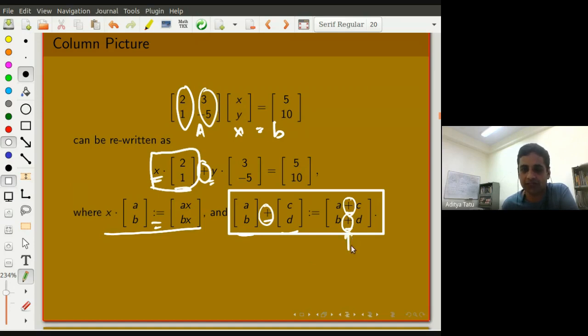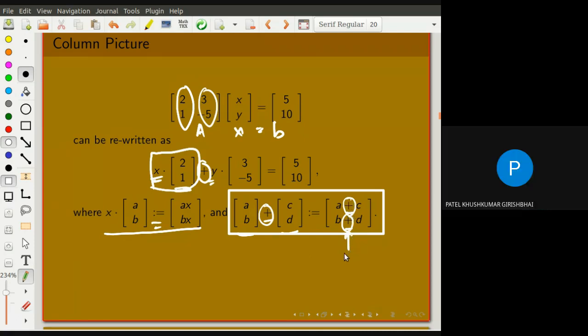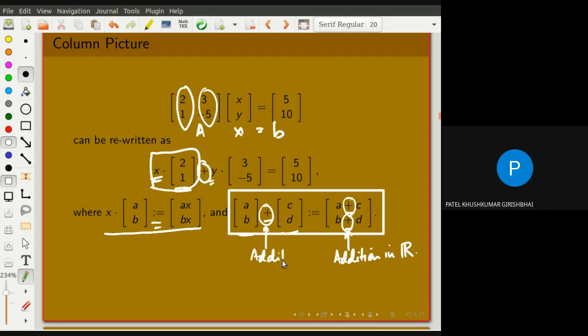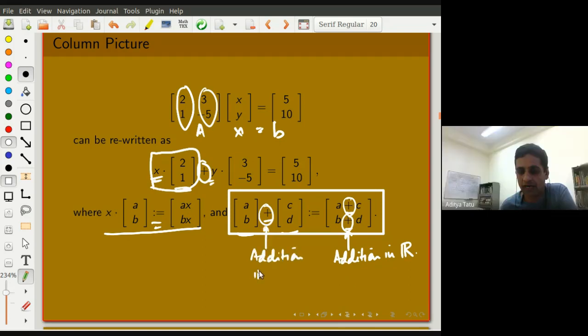So what is the right hand side plus? It is an addition of real numbers. Not matrix addition. Addition in R. The left hand side is matrix addition. Addition in R^2.